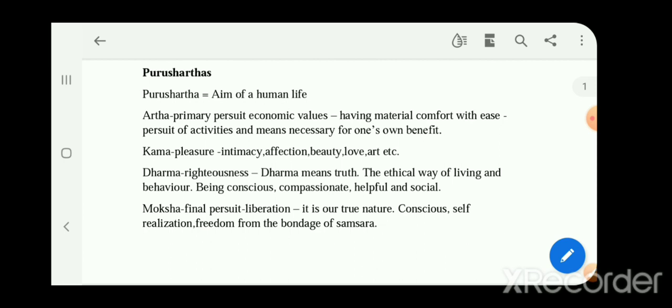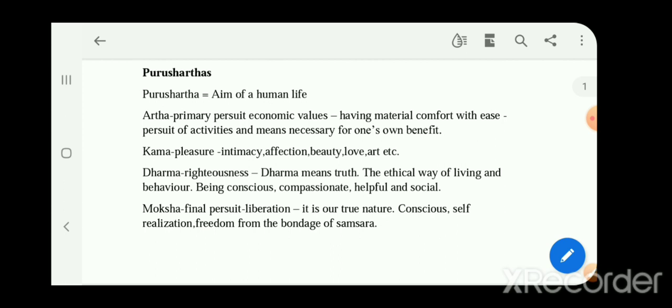And the next one is Kama Purushartha. Kama Purushartha means worldly pleasures. The pleasures can be through affection with someone, intimacy with someone, beauty, love, art, movies or watching TV, or any pleasure we get from some object or from some person, or through some other thing. That pleasure is called Kama Purushartha.